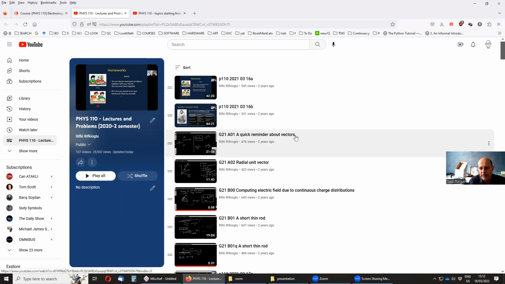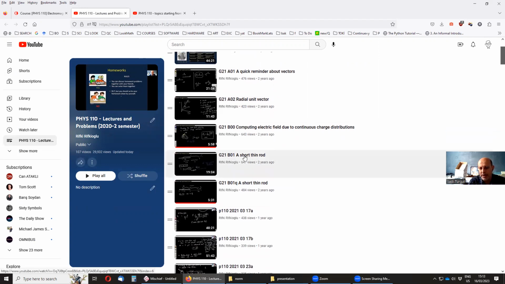I don't know, a quick reminder about vectors. So these are basically explanations of some topics in some condensed form, perhaps, and some of them involve some problem solutions, like a short thin rod, for example, in here. And I think one of them is even shorter in here. I don't know which one is short. Yeah, this one is shorter than that one. So there's a lengthy explanation in here and a shorter explanation in here. So probably Q means quick in here, okay?